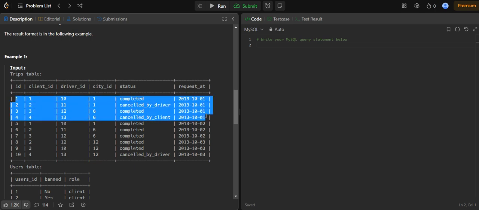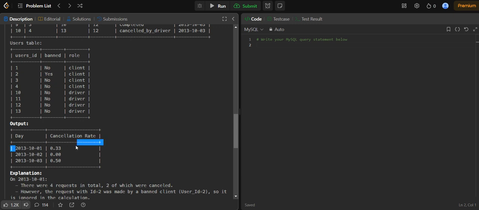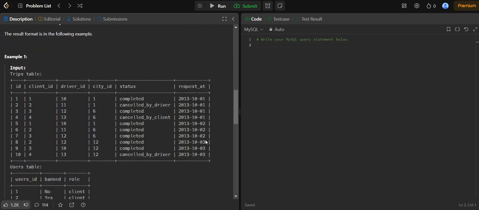So total requests are 3. How many cancelled are there between them? Only 1, because this is not considered. So 1 divided by 3 is 0.33. So for the 1st of October, the cancellation rate is 0.33.